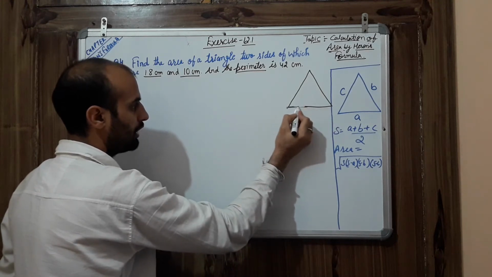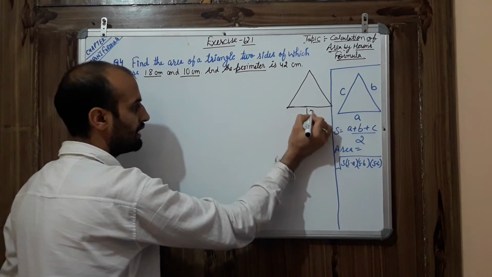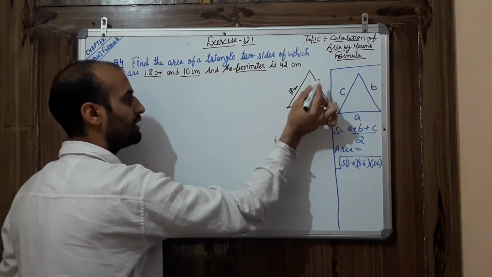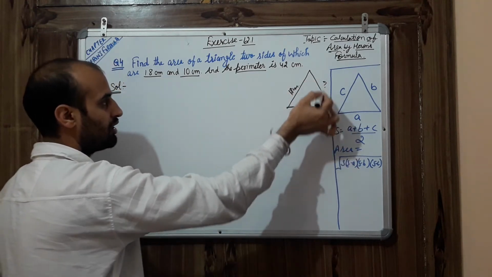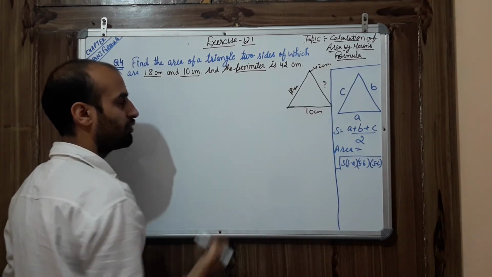After converting into the form of a picture, let us consider this side is 10 centimeter. This is also given, it is 18 centimeter. This side is missing, as well as the perimeter is given to us. So the perimeter of this whole figure is 42. That means by adding all it becomes 42 centimeter.